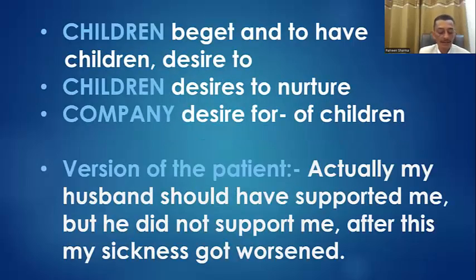Triticum has a nourishing element. There is abundance and scarcity. Triticum desires to nurture others as children, but there is a feeling of lack of support from the family. Health deteriorates after loss of family support or from a shift of one's place in the family. Version of the patient: "Actually, my husband should have supported me, but he did not support me. After this, my sickness got worse."